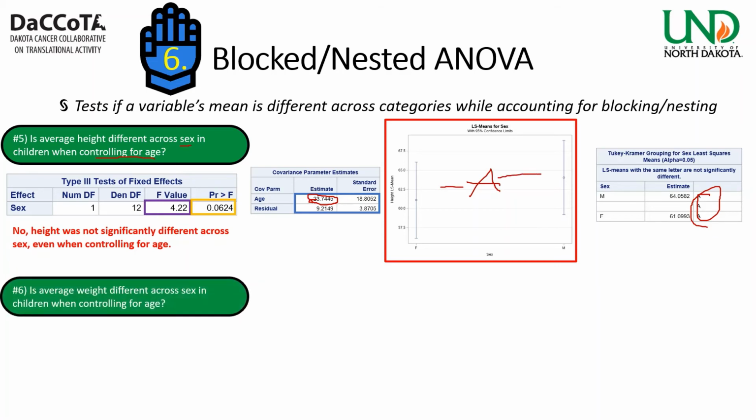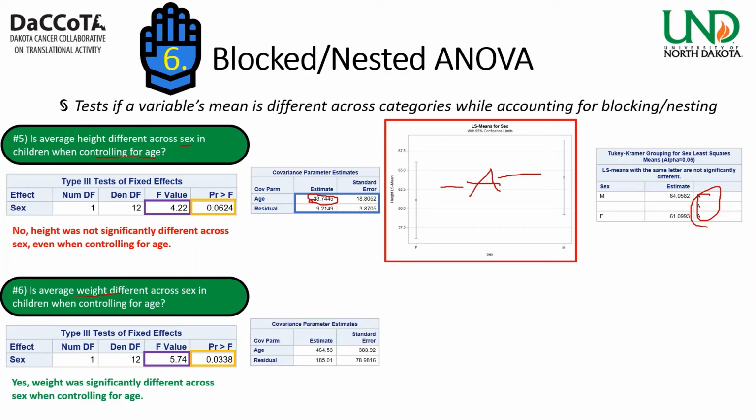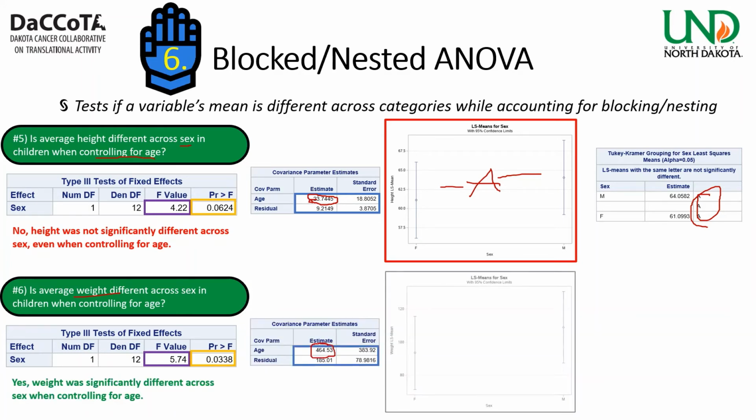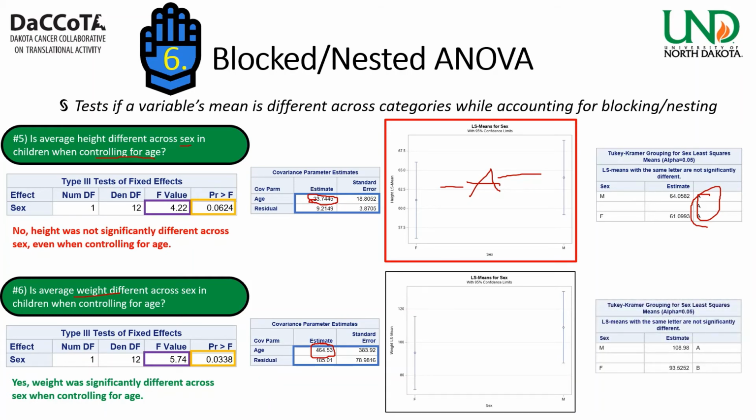Okay, last one here, different across sex when controlling for age for weight, so very similar. But this time it was significant, and again, age was important to add as a blocking effect. And yeah, males were a little bit heavier.